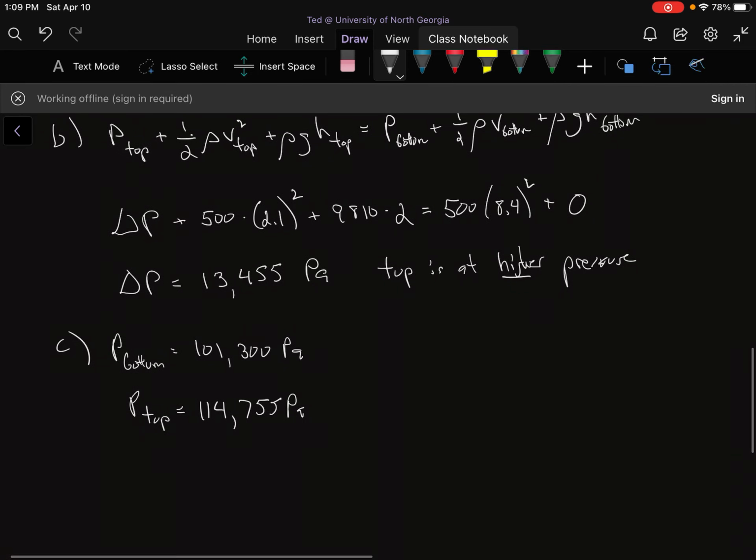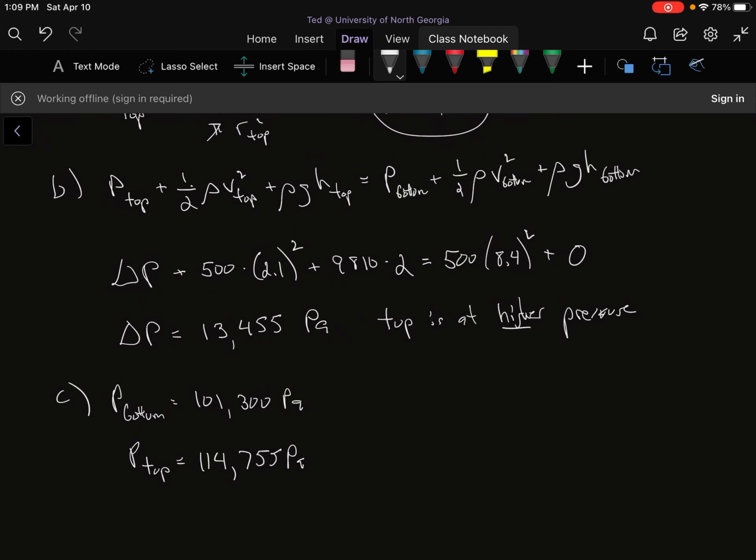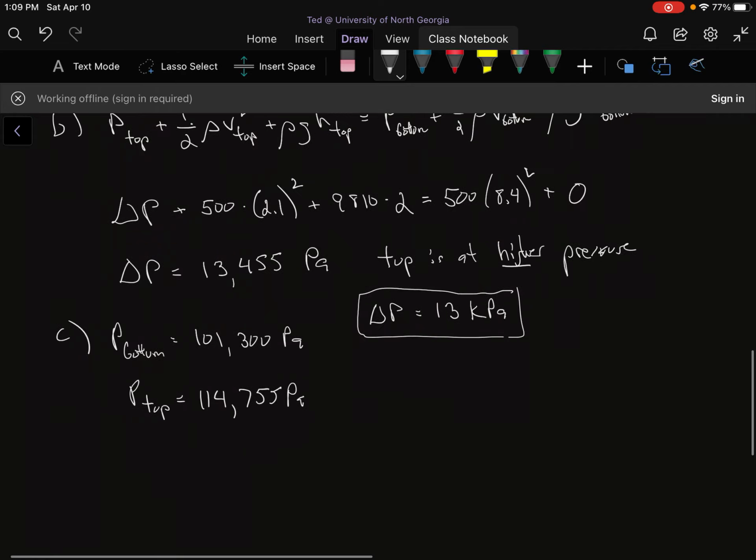Now, we do want to get the correct number of significant digits. There are 2 significant digits in this problem. So for part B, delta P would be 13 kilopascals, or 13,000 pascals. And here, for part C, the pressure at the top is going to be 110 kilopascals. Rounding that to 2 significant digits, you just get 110.